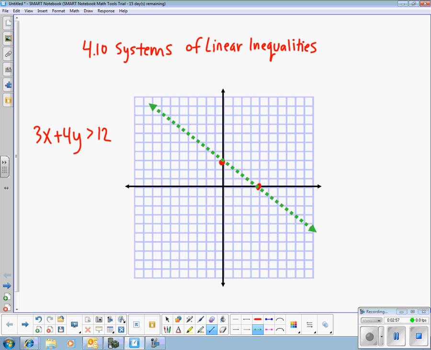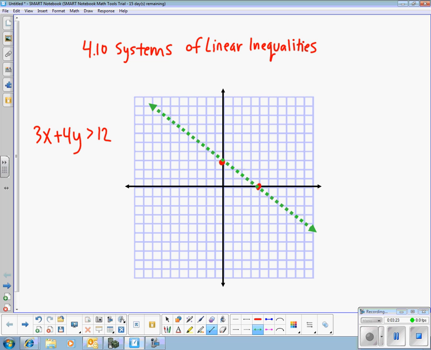Now you have to decide, are you going to shade above or below? And I want to caution you about the shading. A lot of people will go with this rule: if it's greater than, shade above, and if it's less than, shade below. And a lot of times that is true, but it depends on the form of the equation. If your equation is in mx plus b form, then that's going to be true, but it won't always be true in all other forms.